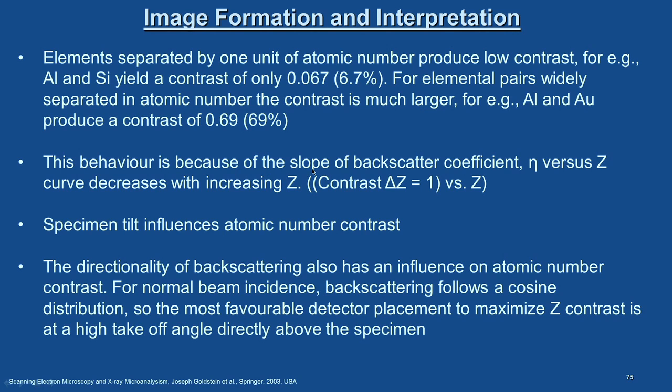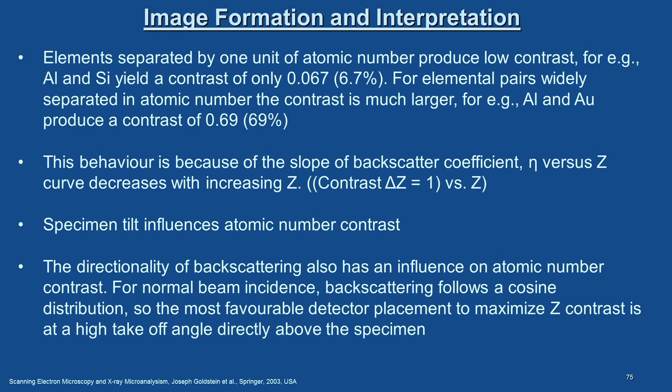This behavior is because the slope of the backscatter coefficient eta versus Z curve decreases with increasing atomic number. Typically, the plot is against delta Z equal to 1 versus Z, where the slope of the backscatter eta changes significantly. Another important point is that the specimen tilt influences the atomic number contrast, which we have already seen in some of the previous slides.